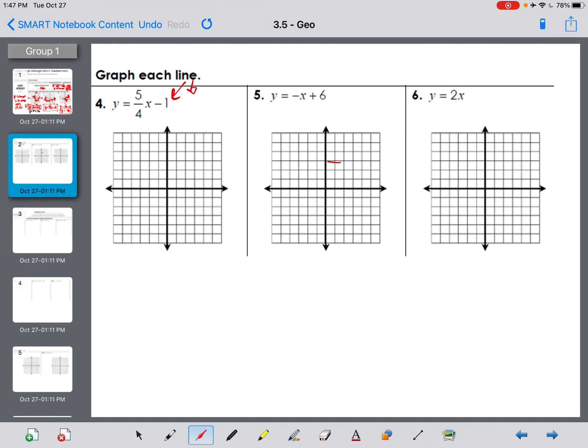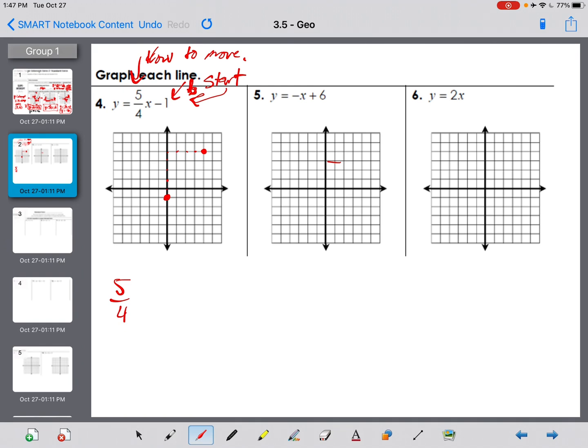And we can do the same thing. This is my b. Okay, that's my b. This is where I'm going to start, -1. And this is how I'm going to move. It's my rate of change. I go up 5, 1, 2, 3, 4, 5 over 4, 1, 2, 3, 4. Bam.